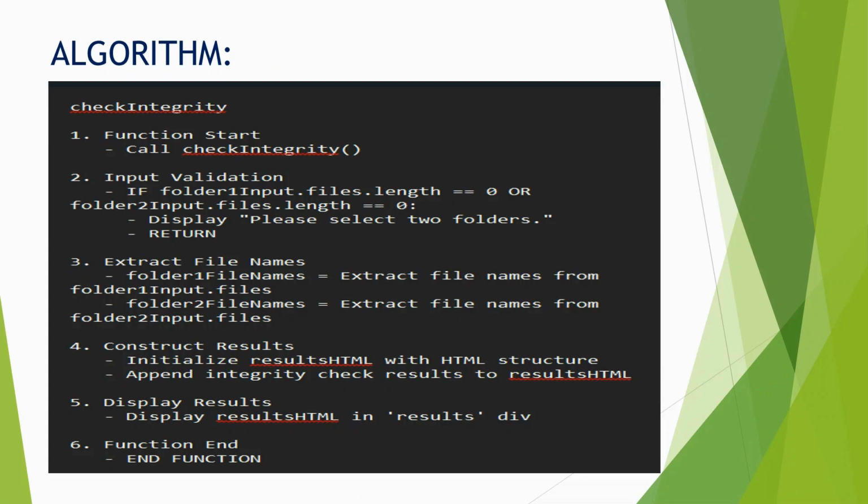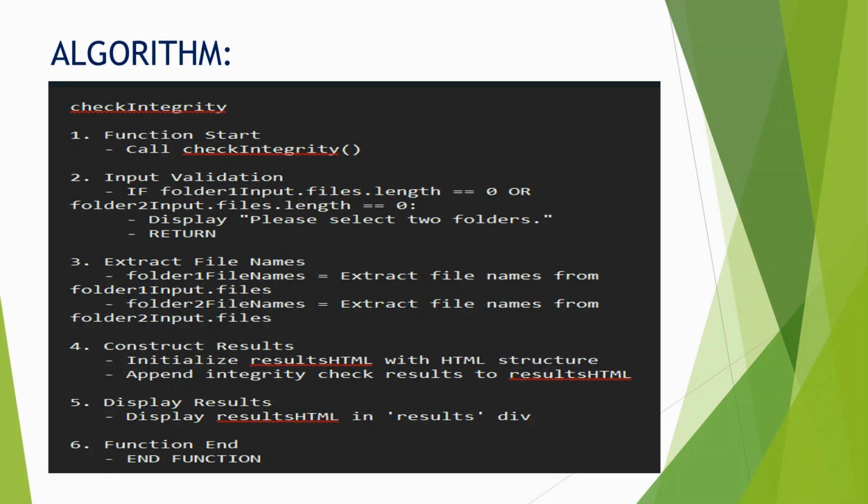Check integrity function start. Call check integrity. The function initiates the process to check the integrity of the selected folders. Input validation: check for the folder selection. The algorithm ensures that two folders are selected by the user. Validation message: if no folder is selected or only one folder is selected, then it displays a message like please select the two folders and stops forward execution.